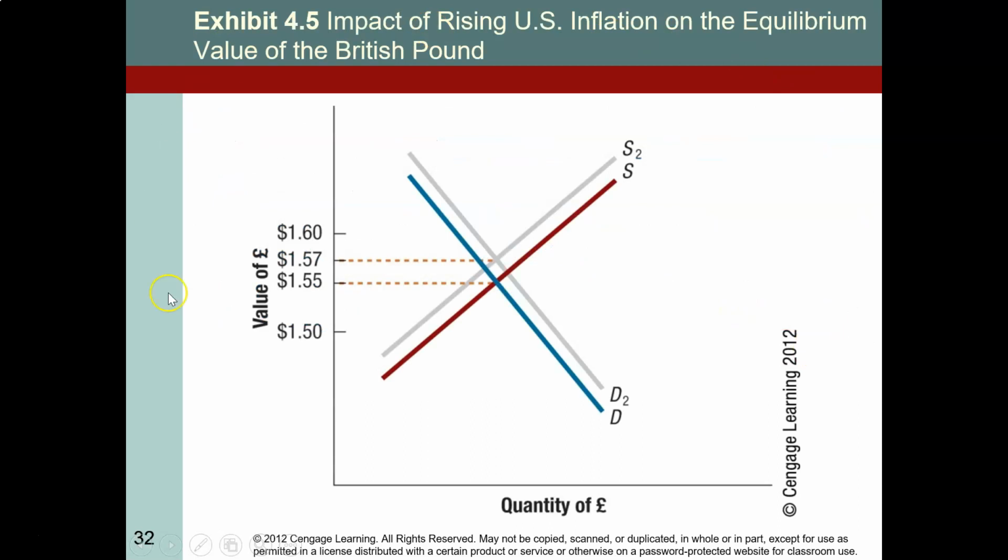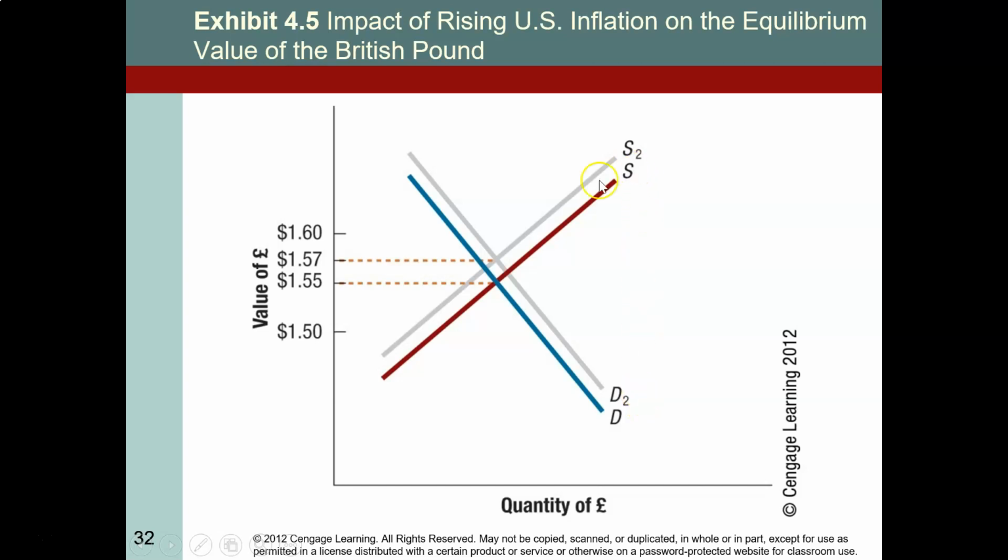Here is the graph showing the impact of rising US inflation on the equilibrium value of the British pound. Again, the rising inflation leads to higher US prices and relatively lower foreign prices. So we have a higher demand to purchase foreign goods, so our demand for foreign currency goes up. Our demand schedule, or demand line here, is moved to the right, up to D2.